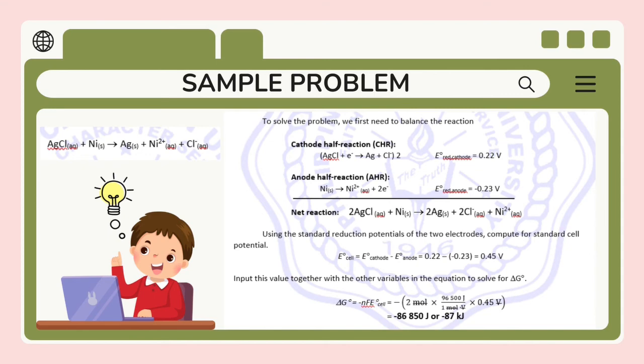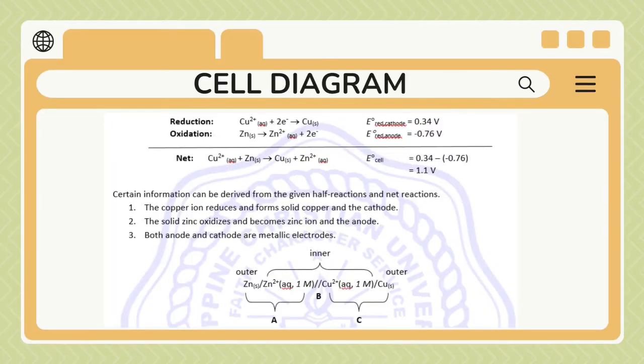Okay, so next we have here the letter F. The letter F, or the Faraday's constant, is always equal to 96,500 C per mole electron, or 96,500 joule. And the E cell is the calculated cell EMF, or the calculated standard reduction potential. This is where we get those values, and this is what we input in the Gibbs free energy equation. Okay, so next we have here the cell diagram.